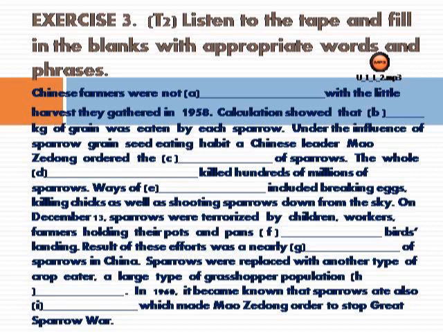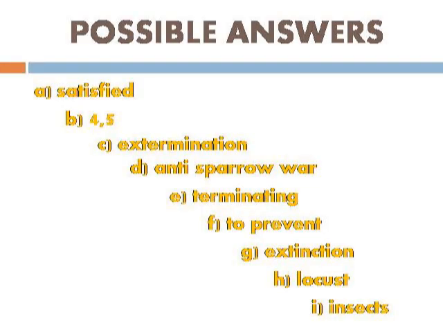Now you have listened to the awful story about sparrows in China, about the tragic unintended consequences in China. If you have finished filling the gaps, let's check your answers. The first missed word was satisfied. The second one was 4.5. The third one was extermination. The fourth one, anti-sparrow war.